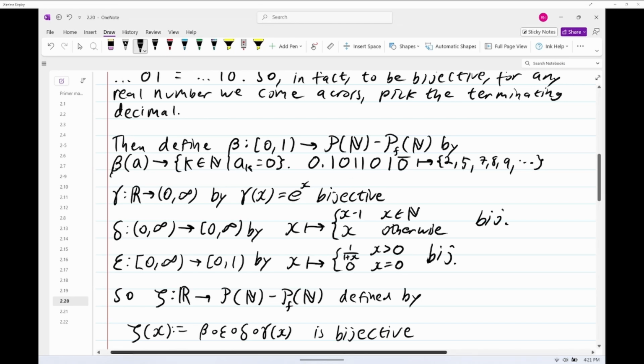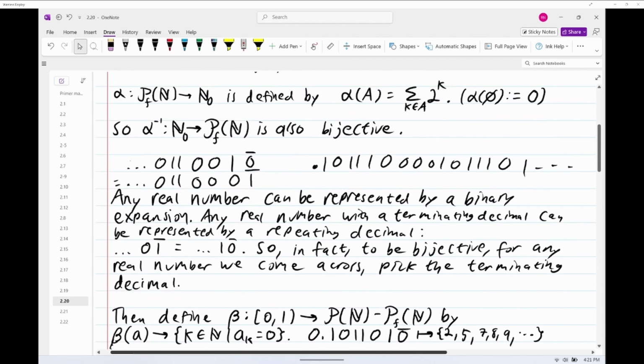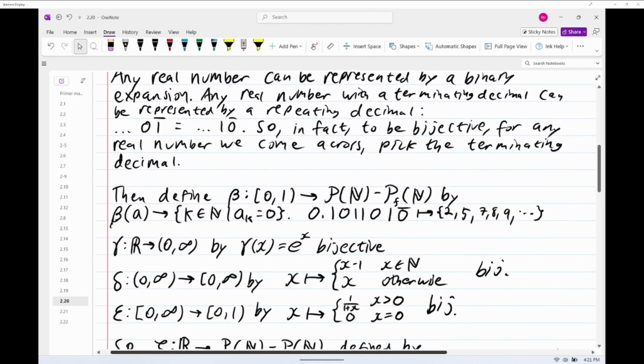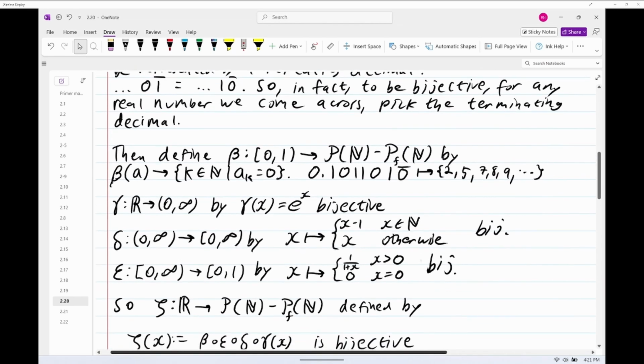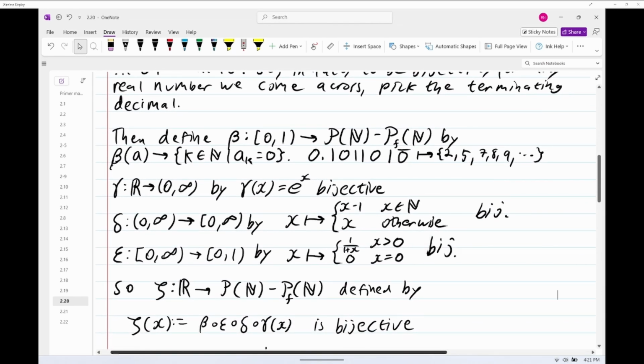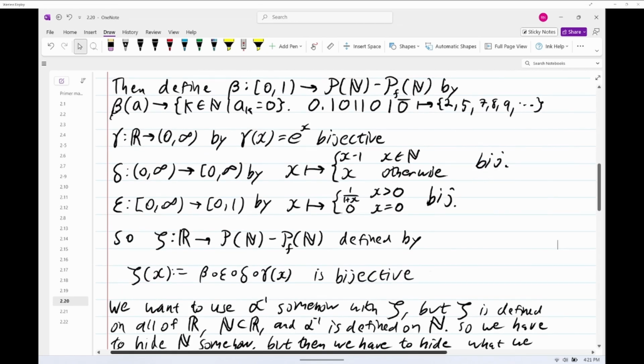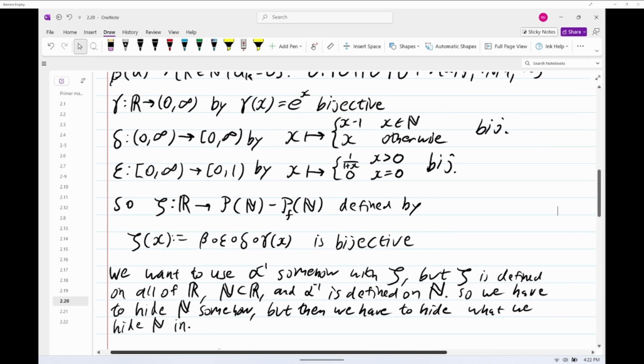But we can't just glue this together with alpha inverse because zeta is defined on the reals and the naturals are a subset of the reals. So we're gonna conflict with where we should send the natural numbers. But this is no problem. We can play Hilbert's Hotel again. You can say, okay, we're just gonna hide all of the naturals. But then we also have to hide what we hide the naturals in. And then we also have to hide that. But we can do all that.